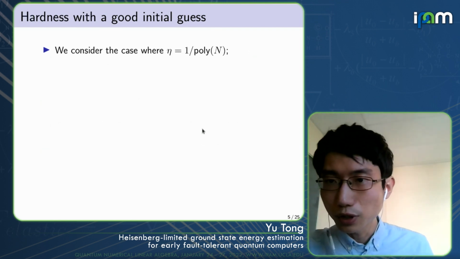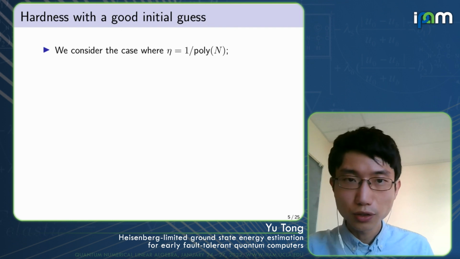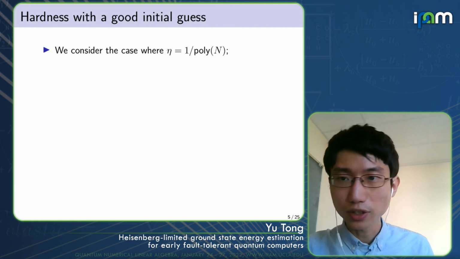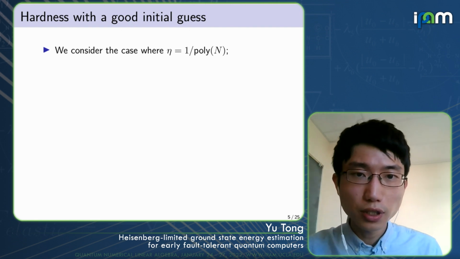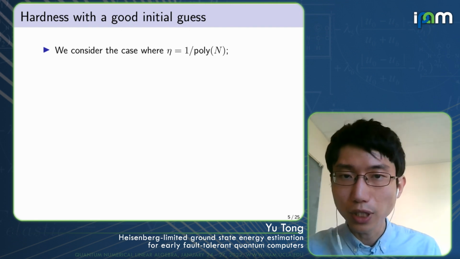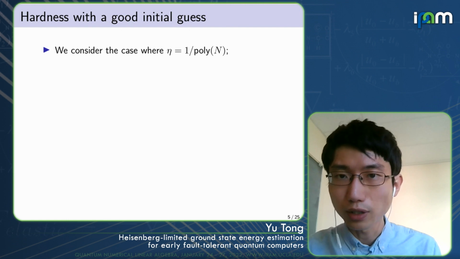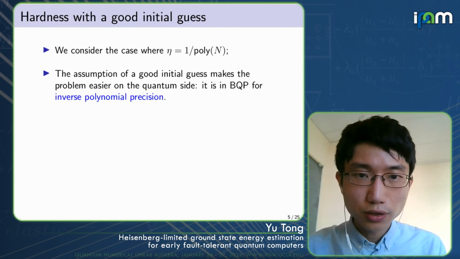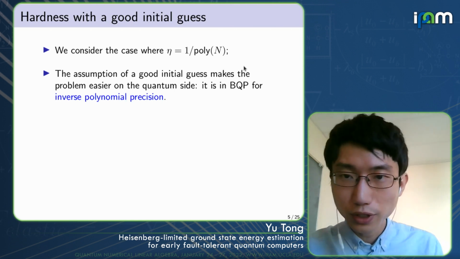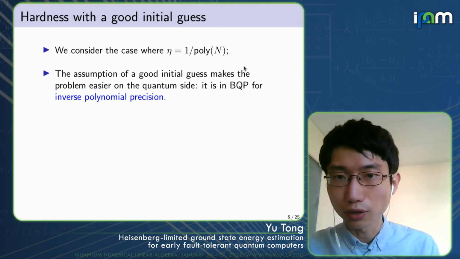So now we have introduced an assumption. Let's first explore the complexity theoretical implication of this assumption. Here we consider a case where this eta scales like 1 over poly(n), where n is the system size. The assumption of a good initial guess makes the problem easier on the quantum side.